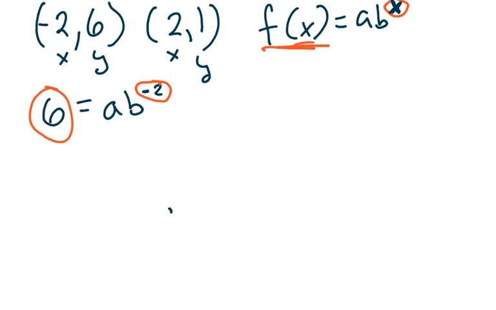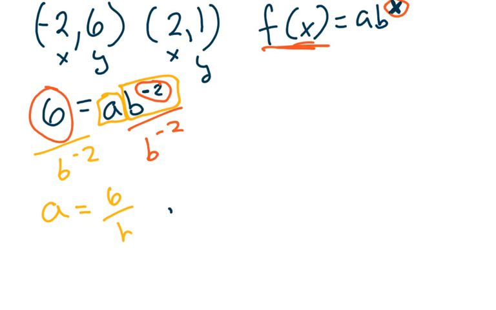Let's try to get the A. So let's solve for A. So what is the A? The A here would be A is equal to, I can just divide this by b to the negative 2. Why can I divide? Remember, because these are being multiplied. So since these are being multiplied, I can divide. This is why it's important that we know these properties and these rules. They show you what you can and can't do. So divide that, so we end up getting b to the negative 2 over here. So now we end up with A is equal to 6 over b to the negative 2.